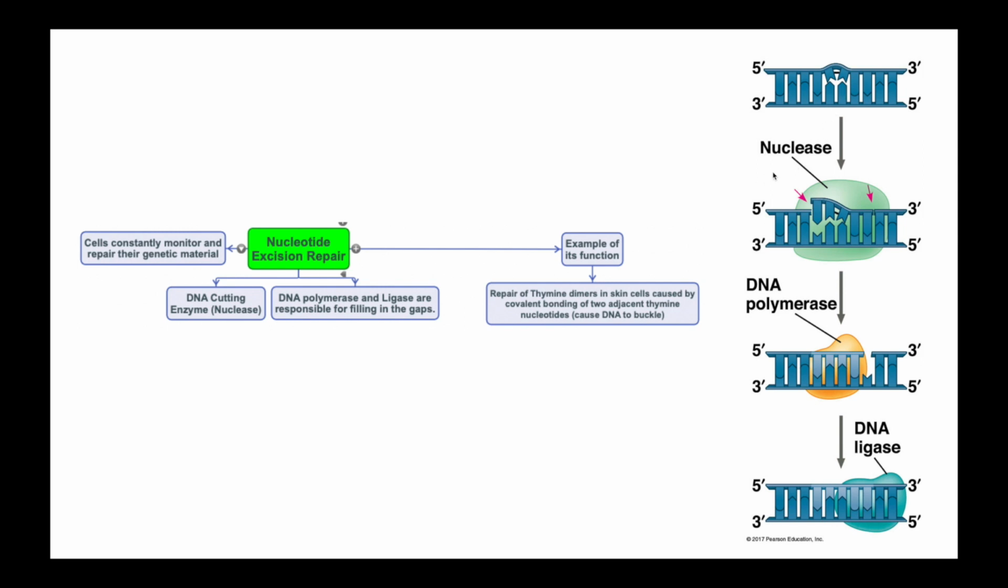So the nuclease will come in and remove those malfunctioning nucleotides. Then the DNA polymerase can come back in, add the complementary nucleotides, make the correction, and then DNA ligase comes through and adds the finishing touches, basically ties that all together.